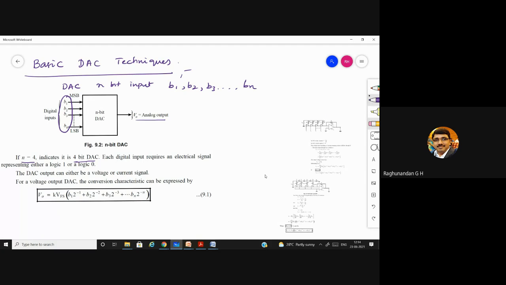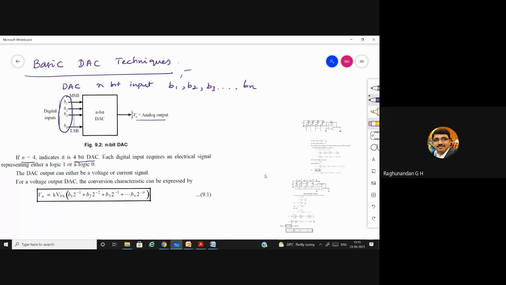So for the voltage output DAC, suppose you are measuring the output in terms of voltage, then the conversion formula is V0 = K × VFS × (B1 2^-1 + B2 2^-2 + B3 2^-3 + ... + Bn 2^-n).